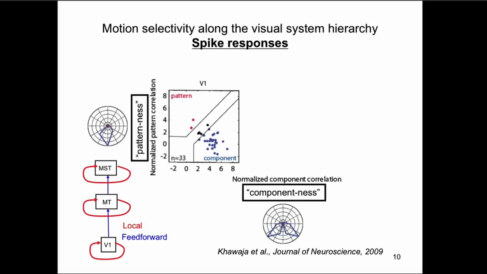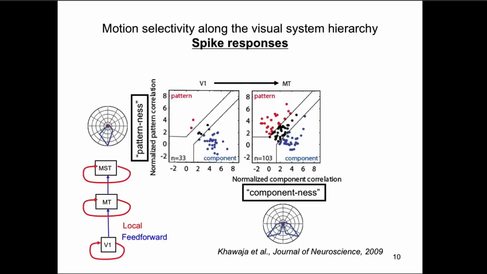So in area V1, we see that most cells are component cells, which makes sense because it's a very low-level area, and it doesn't integrate information as higher areas do, and it can only see the individual components of the plaid. Area V1 projects to MT, and here we see that there's a greater percentage of pattern cells in MT. These studies had already been done by previous labs, so we replicated them and found what was found by those labs, such as Tony Movshon's lab and other labs that are out there.